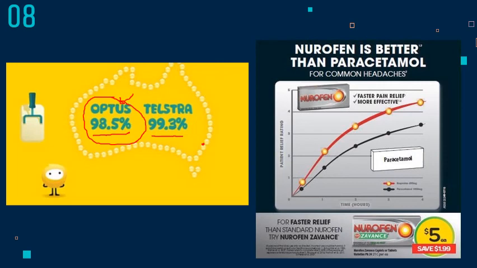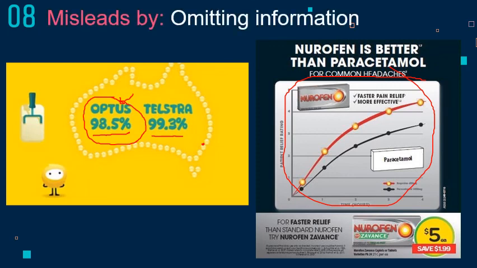Here we've got Nurofen is better than paracetamol. Now this data is correct, but what it's not telling us is that this data is from the mid-90s, and there have actually been other studies after this which show that Nurofen is not actually more effective than paracetamol. So this is old or dated information. So it's not accurate, it's misleading. So these two have misled by omitting or not including information. That's another way to mislead using data.